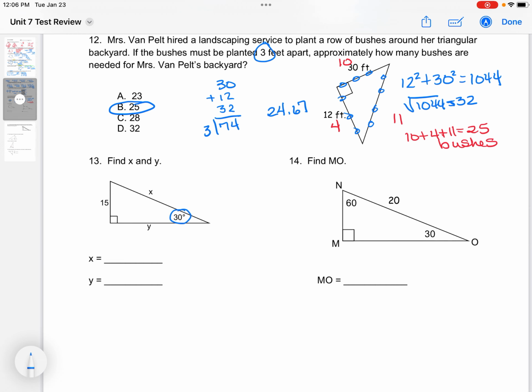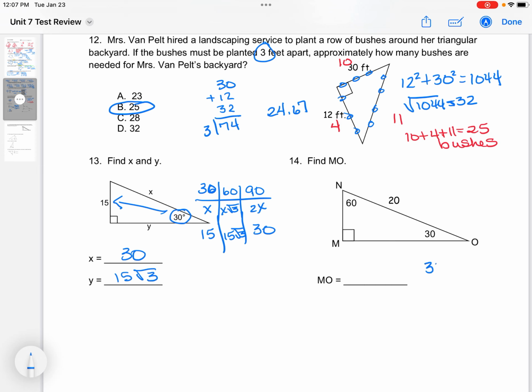All right. X and Y. So here's our 30. So we have a 30, 60, 90, X, 2X, X square root 3. So 15, 30, 15 square root 3. So X is the hypotenuse. Y is the 60 side.